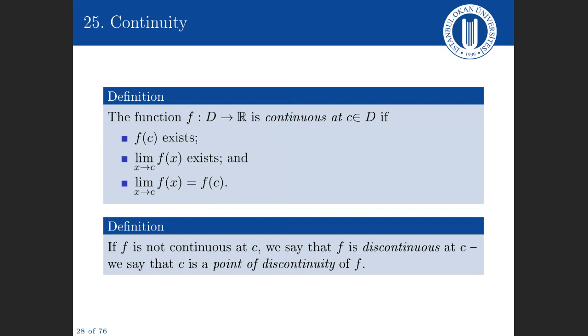A function is continuous at a point c in its domain if three rules are satisfied. Rule number one, we need f of c to exist. We need the limit of f as x tends to c to exist. And we need these two numbers to be the same. If all three rules are true, then the function is continuous. If one of the rules is not true, then the function is not continuous. If f is not continuous at the point c, then we say f is discontinuous at c, and we say that c is a point of discontinuity of f.